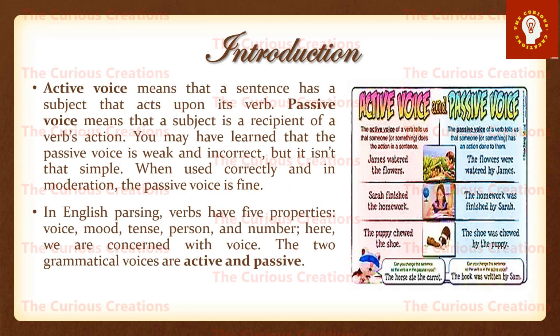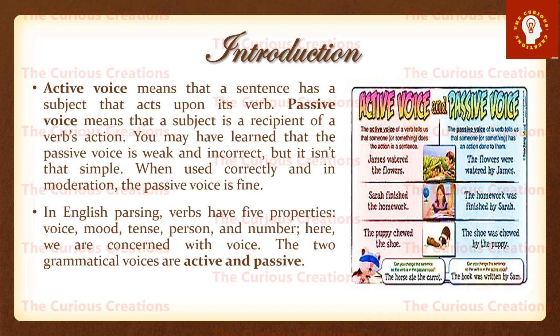Active voice means that a sentence has a subject that acts upon its verb. Passive voice means that a subject is a recipient of a verb's action. You may have learned that the passive voice is weak and incorrect, but it isn't that simple. When used correctly and in moderation, the passive voice is fine.